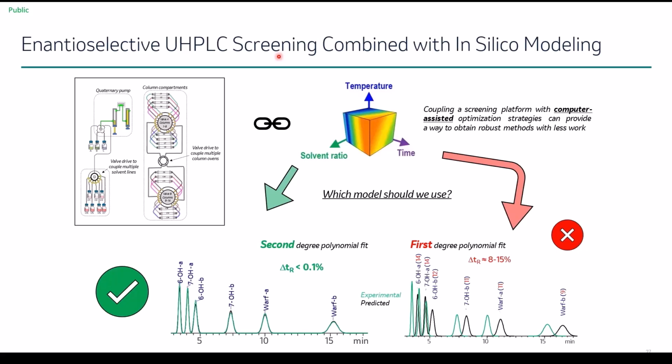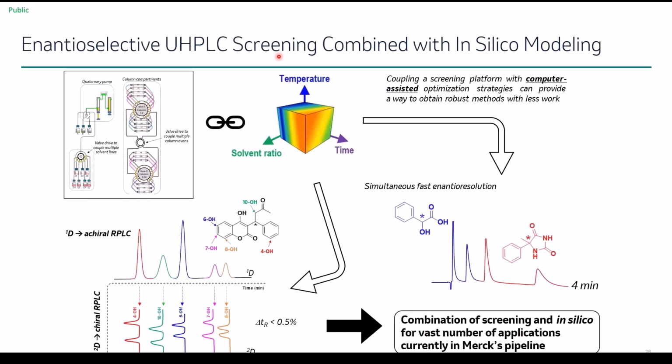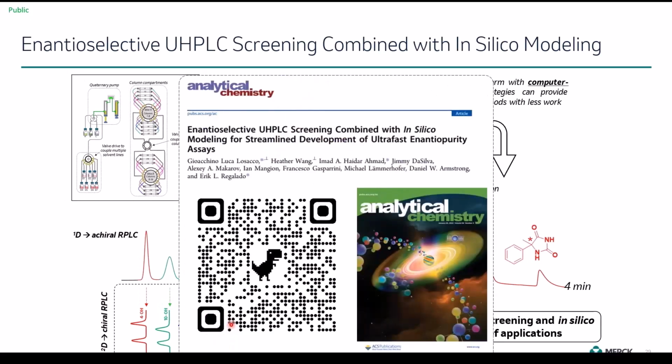And this improved strategy gave us the possibility to develop different combinations of applications. First of all, we were able to establish simultaneous fast enantiomer resolution of multiple RASMAs in the same run, but also to quickly come up with methods that can be used in a multidimensional LC system. Once again, all these results have been previously published this year, and you can use the QR code if you want to have more information about this particular work.